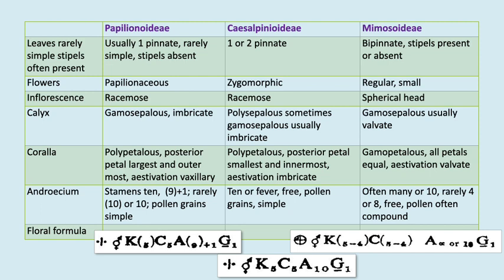In case of Mimosoideae, actinomorphic, bisexual, calyx 5 to 4, united, corolla 5 to 4, also united, that is gamopetalous condition. Androecium consists of indefinite or 10 stamens, which are free. Gynoecium is monocarpellary and superior.